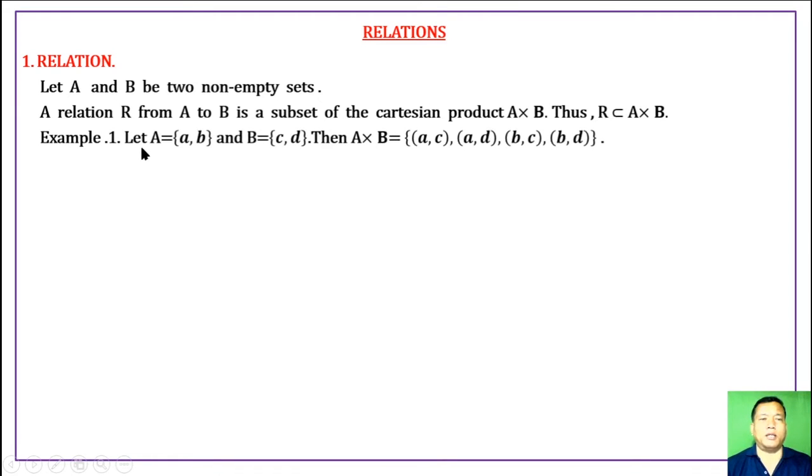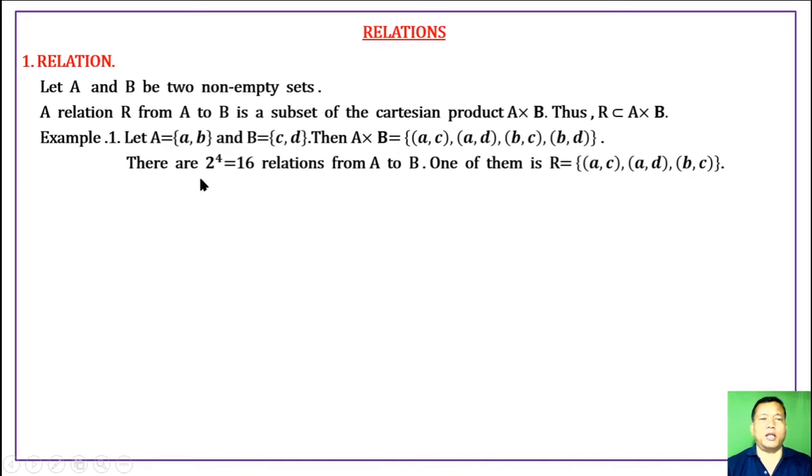Example 1. Let A consist of a, b and B consist of c, d. Then A cross B consists of the ordered pairs (a, c), (a, d), (b, c), (b, d). There are 2 to the power 4, that is 16, relations from A to B. One of them is R, which consists of the ordered pairs (a, c), (a, d), (b, c).